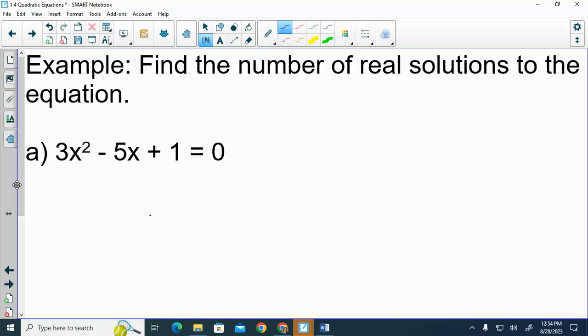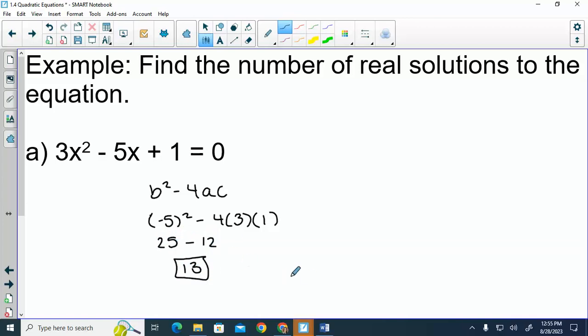So this one wanted the number of real solutions to this equation. You could go through the whole process of solving it and then just tell me what you got at the end, but all we really need is the discriminant. b squared minus 4ac. What's the b value? My a, c, we get 25 minus 12, which is 13. So my discriminant is 13. That's a positive number, so what does that tell me?